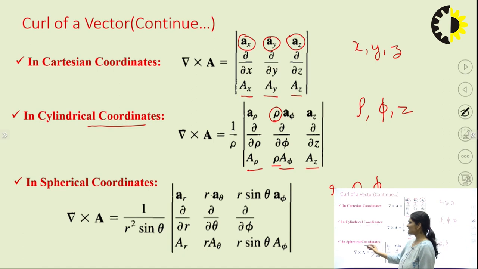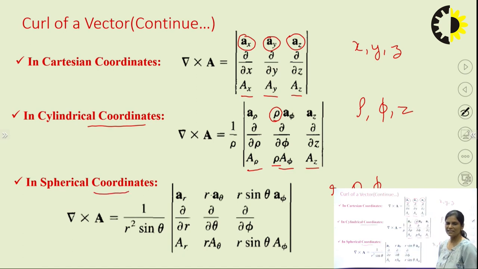Now if you want to find the curl in spherical coordinates, how can we find it? 1 upon r squared sin theta times the matrix, with the unit vectors r, theta, phi. Here we multiply r, and here we multiply r sin theta with the unit vector of phi. Then del upon del r, del upon del theta, del upon del phi, then Ar, r A theta, r sin theta A phi. So these are the curl of a vector in Cartesian, cylindrical and spherical coordinates.